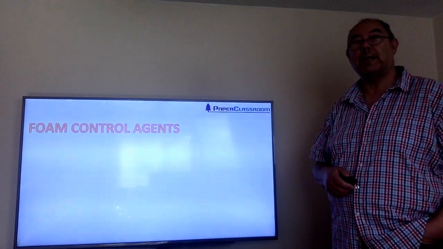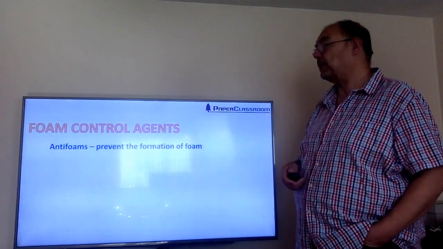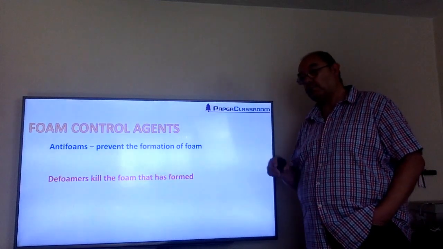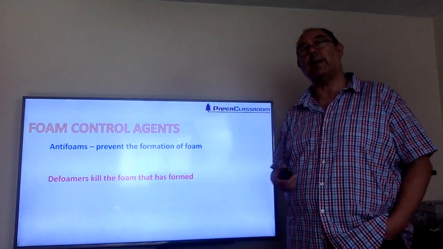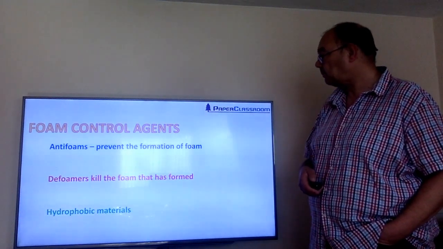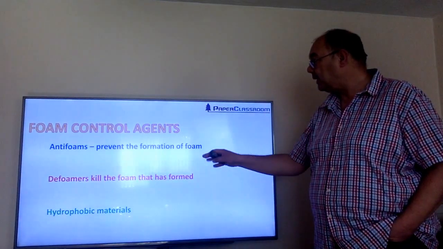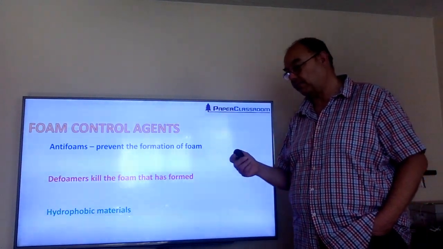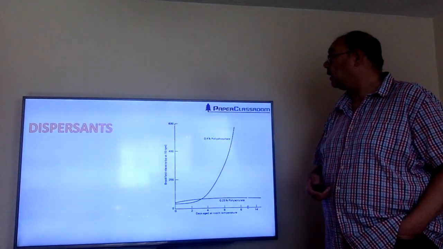Then we've got foam control agents. We've really got antifoams and defoamers. Antifoams prevent the formation of foam. Defoamers kill the foam that's formed. Because the beginning of this process where you're dispersing pigments is very, very high shear, you can incorporate air, and so you can get foaming products, so you need these to really get rid of the foam. And foaming agents, as we've probably learned in another video, are normally hydrophobic, very water repellent materials, things like high molecular weight alcohols and fatty acids.